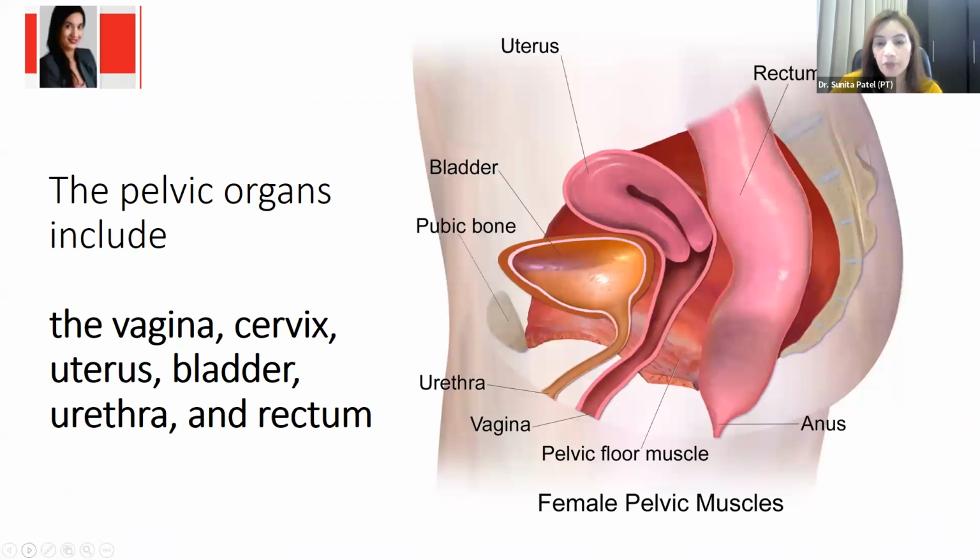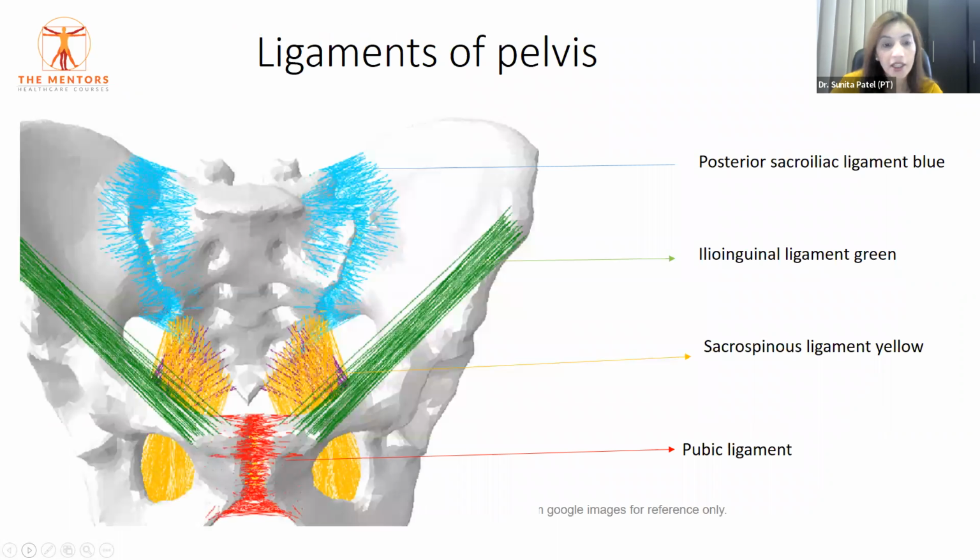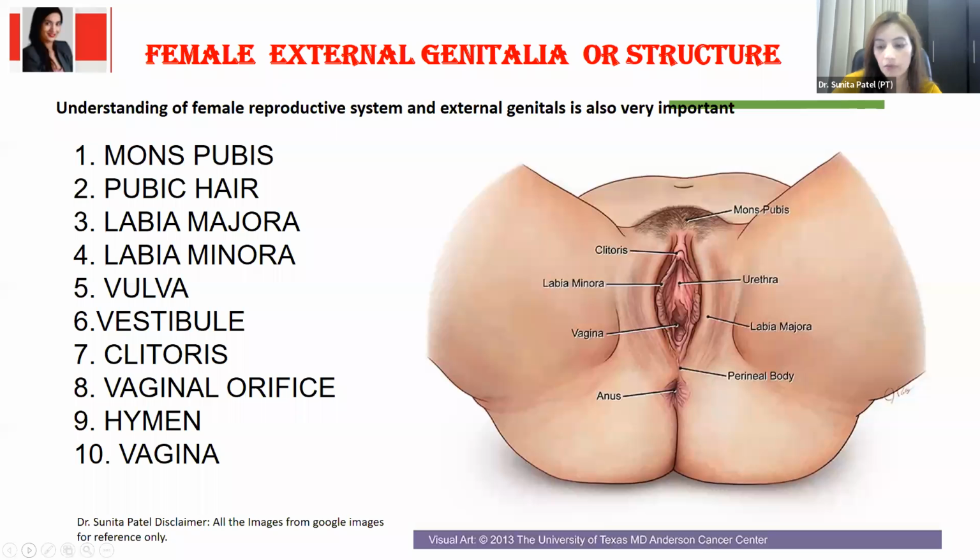And this is a very beautiful image in a cross section, where you can see the pubic symphysis. Behind that, we have the bladder. On the top of the bladder, we have the uterus. Behind the bladder, we have the vaginal canal. We have the rectum, and then the anal canal. So there are important ligaments, and the external structure is also very important to understand.